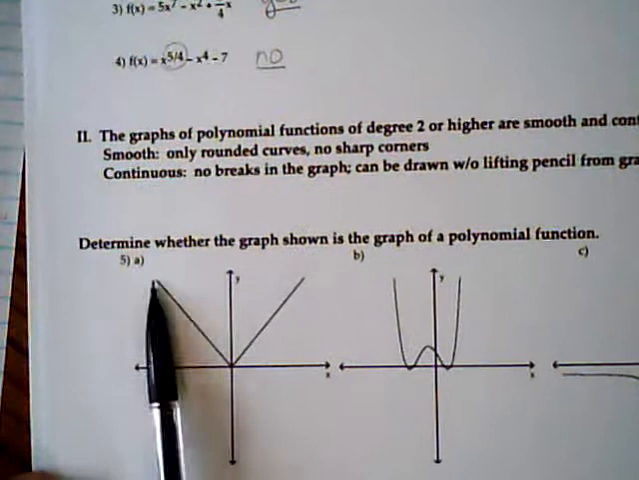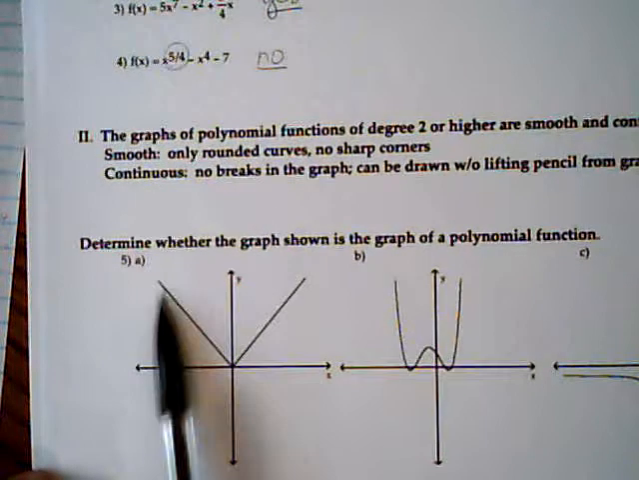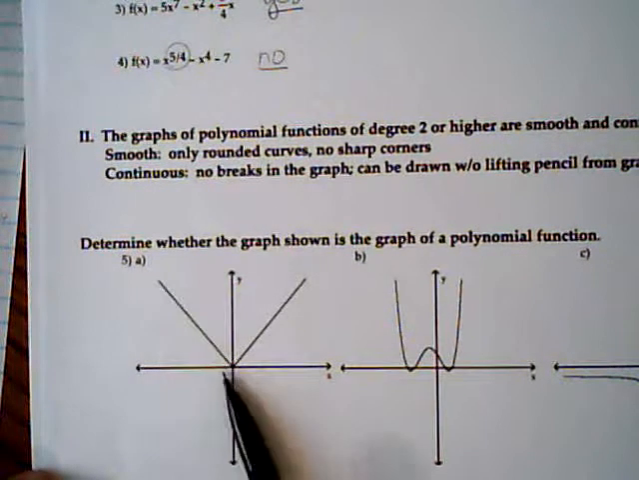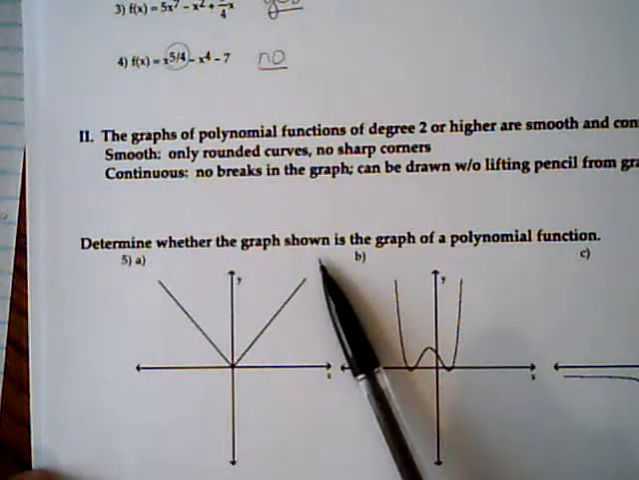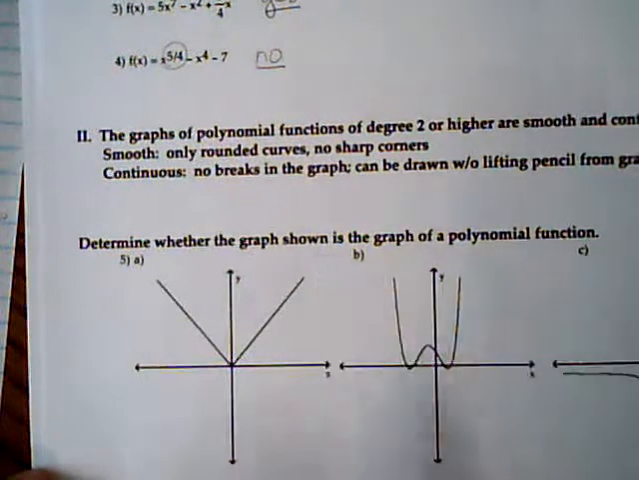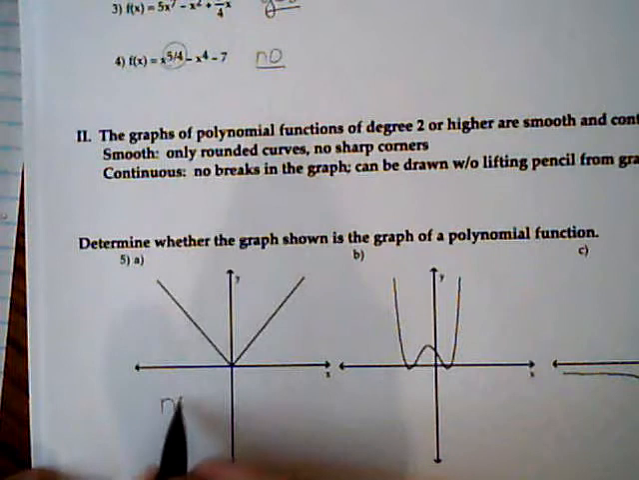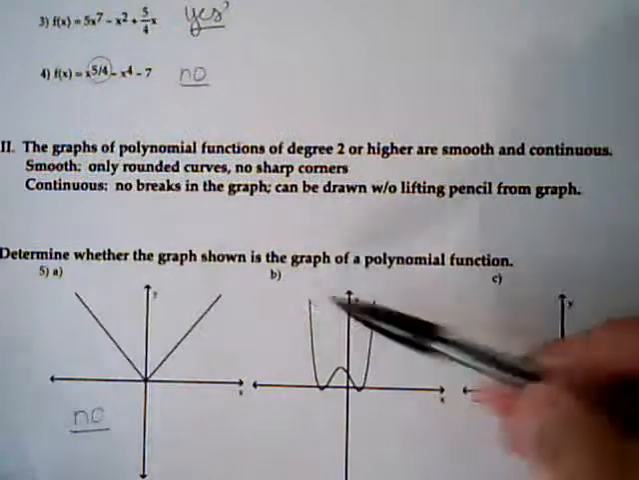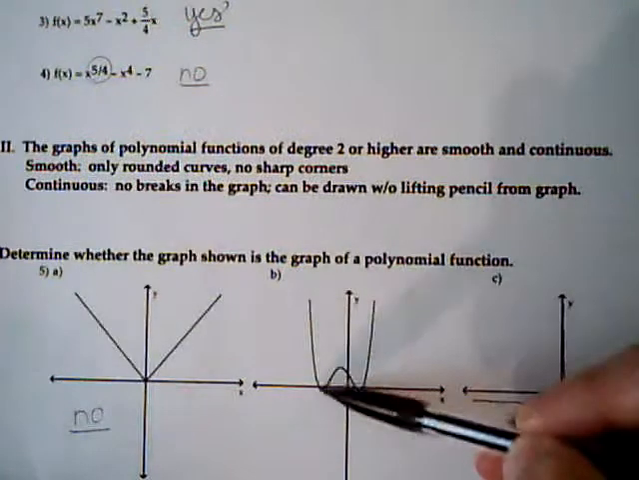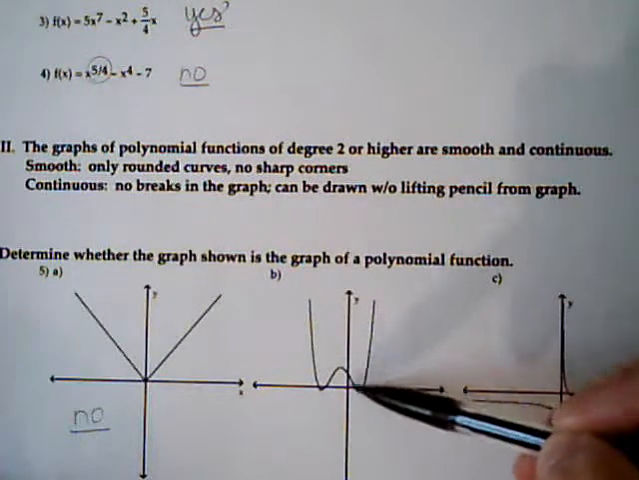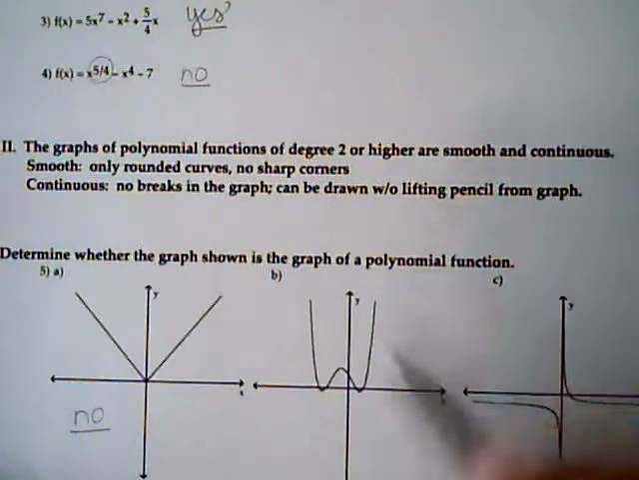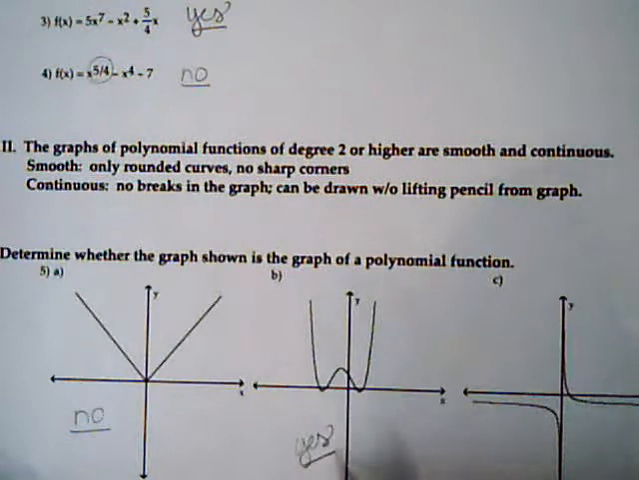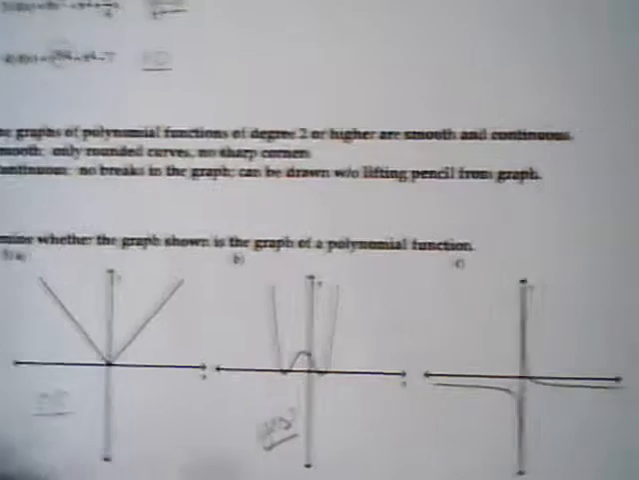If I look at part A, it's not a parabola, it's a straight line and then a corner back up. This is actually the absolute value function. So this is not a polynomial function because it's not smooth. If I look at B, I have a smooth turn here where I have a minimum, a smooth turn, and then another smooth turn. So this would be a polynomial function.